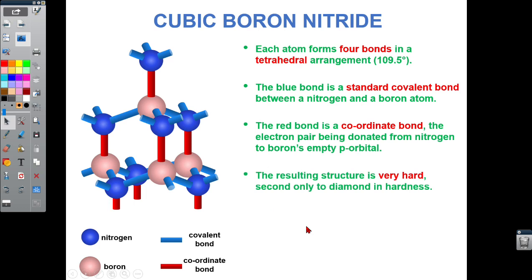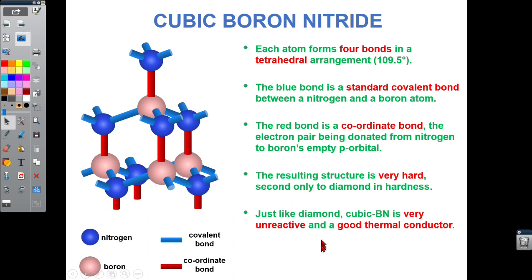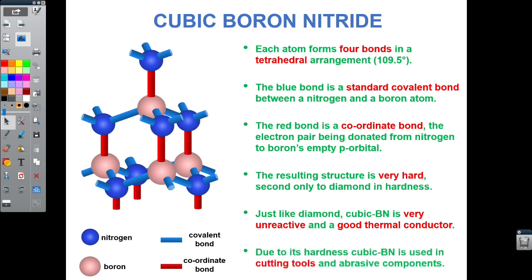Okay, the resulting structure then, 4 covalent bonds, whether they're coordinate bonds or not, is going to be a really hard and tough structure, just like diamond. In fact, cubic boron nitride is second only to diamond in its hardness. Very unreactive, as you can imagine. Breaking down all these covalent bonds to get a reaction going is going to be nigh on impossible, and it's a good thermal conductor. Due to its hardness, cubic boron nitride, a bit like little pieces of diamond, tends to be used in cutting tools and abrasive components.